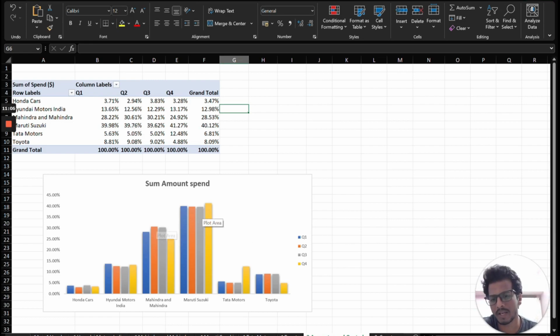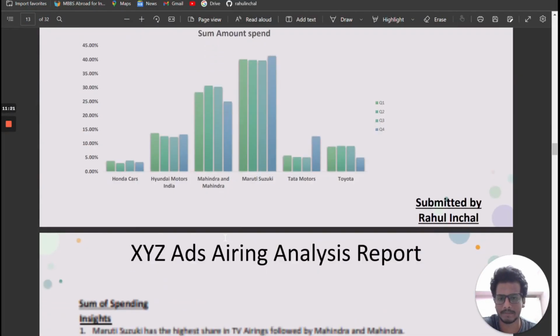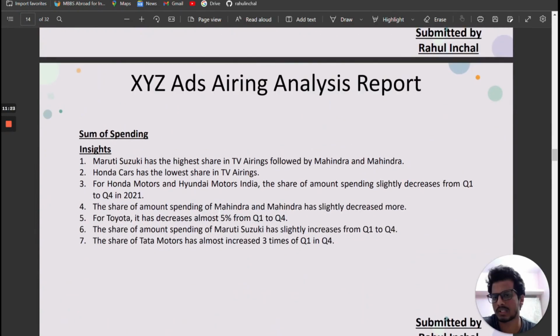Okay, followed by Mahindra and Mahindra, and then all are the same, I can feel. Hyundai Motors are in the lead, I guess, in the third position, and last position I would say Honda Cars. Okay, so that is the insight which we can draw. Fine, so let's see what the insights are.